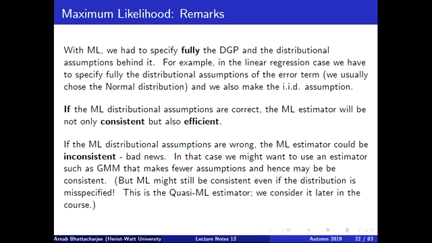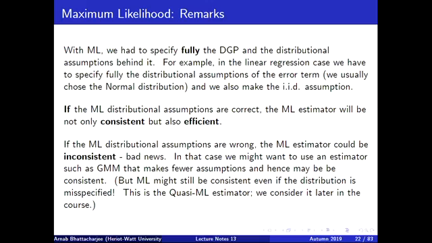I'll be coming back to this a bit later. Okay? However, if the maximum likelihood distributional assumptions are wrong, then the maximum likelihood estimator can be inconsistent, and that is bad news. Okay? In this case, something like GMM that makes fewer assumptions may be better. I'll be coming back to discussion of it.